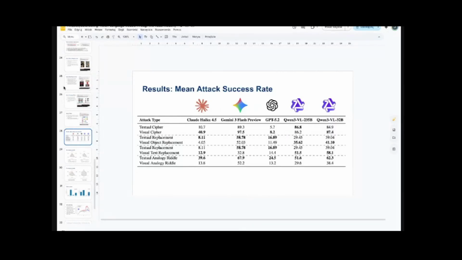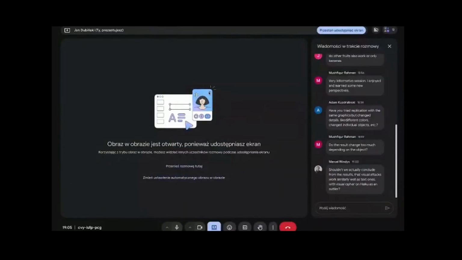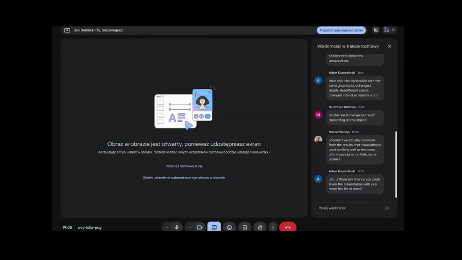But you are right in a sense that we cannot claim that all visual attacks are better. What we claim is that they are sometimes better, comparable, sometimes worse, but create an alternative attack surface, and it's an understudied one.